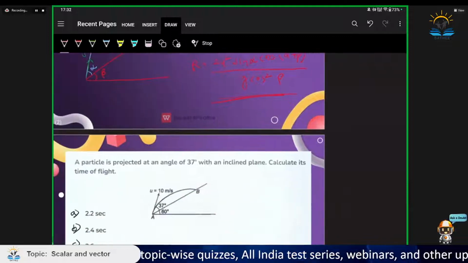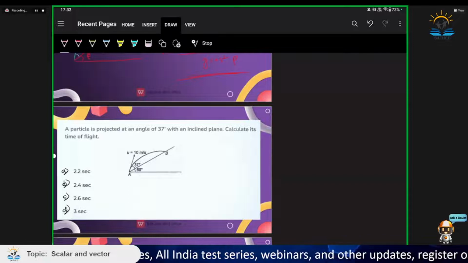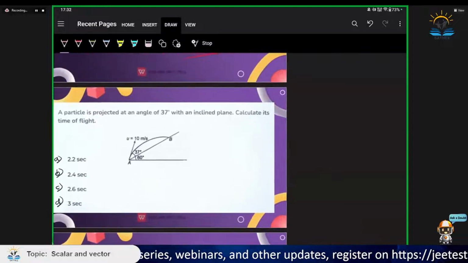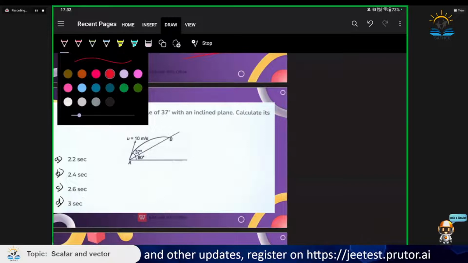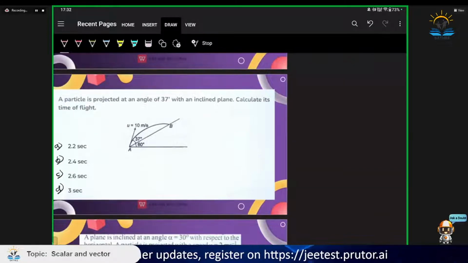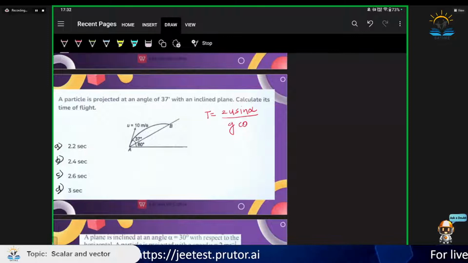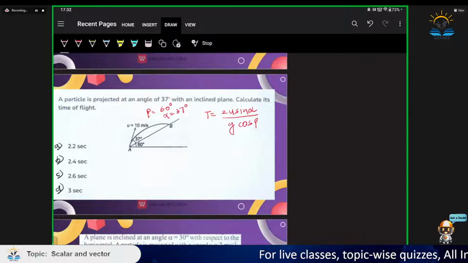Okay, so let's solve the first question. A particle is projected at an angle of 37 degree with an inclined plane. Calculate its time of flight. We have to find the time of flight. What is the equation of time of flight? T equals 2u sin alpha divided by g cos beta. Here beta, the inclination angle, is 60 degree, alpha is 37 degree.